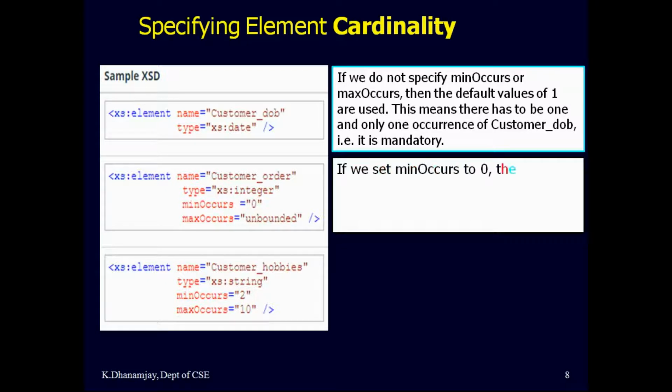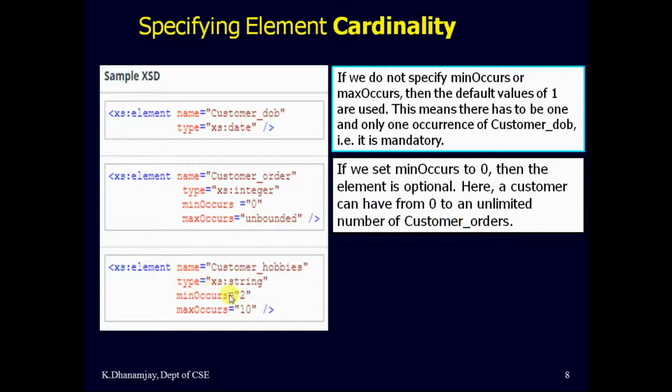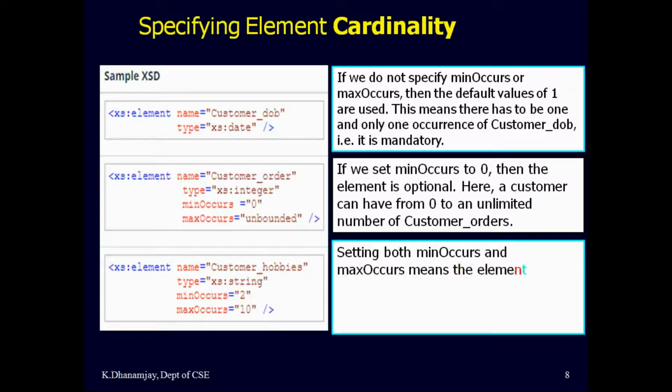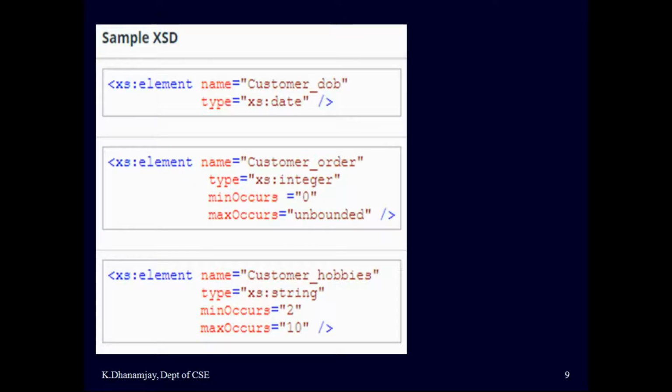Okay, so here you can have a third one, that is name, type, min occurs 2 and max occurs 10. Setting up both min occurs and max occurs means the element customer hobbies must appear at least twice, but no more than 10 times. You have to remember whatever I specified for a customer, I mean min occurs and max occurs. Okay, let's see that.